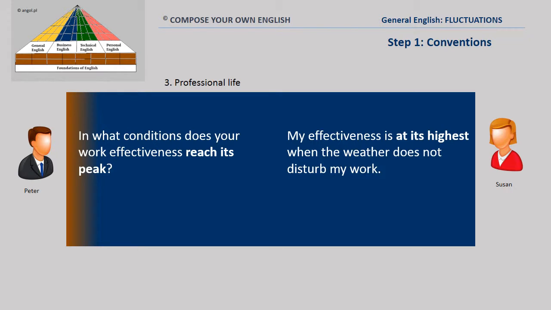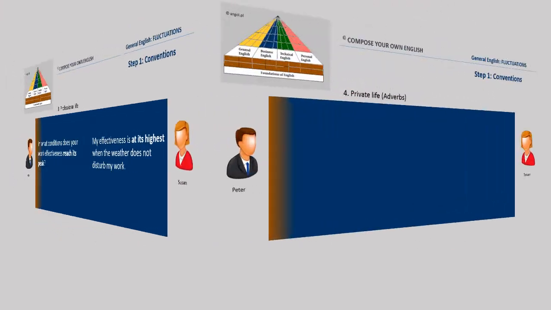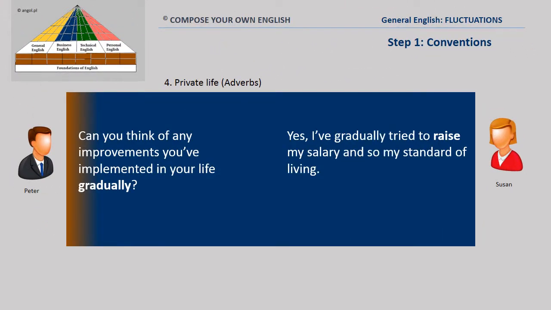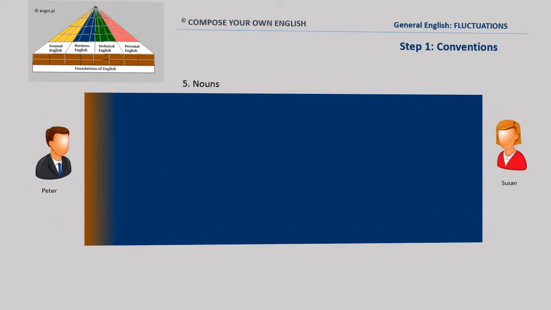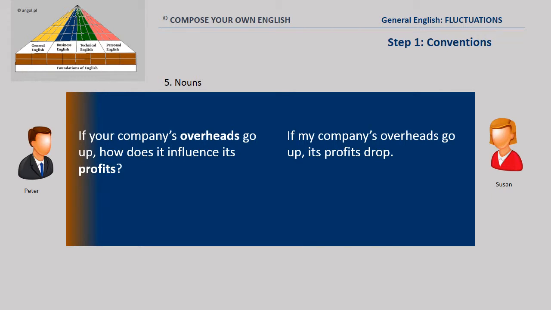In what conditions does your work effectiveness reach its peak? My effectiveness is at its highest when the weather does not disturb my work. Can you think of any improvements you've implemented in your life gradually? Yes, I've gradually tried to raise my salary and so my standard of living. If your company's overheads go up, how does it influence its profits? If my company's overheads go up, its profits drop.